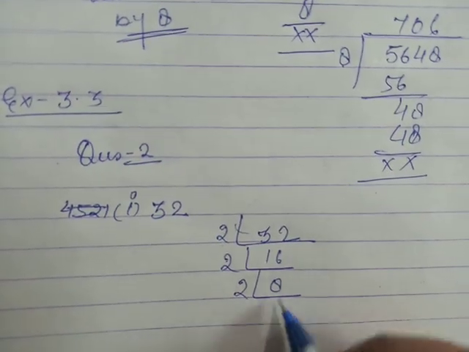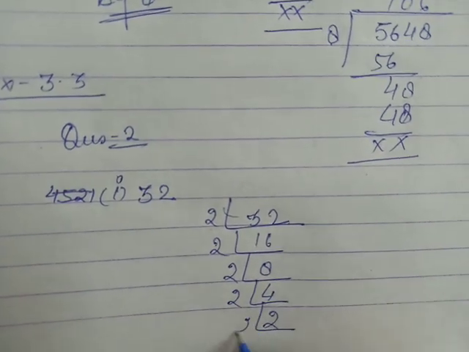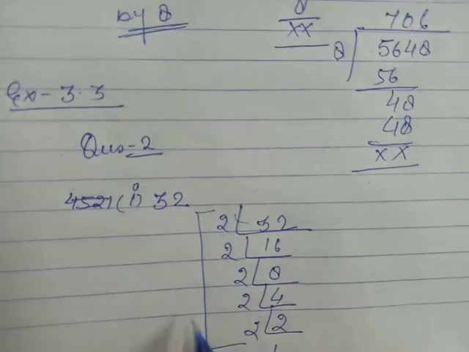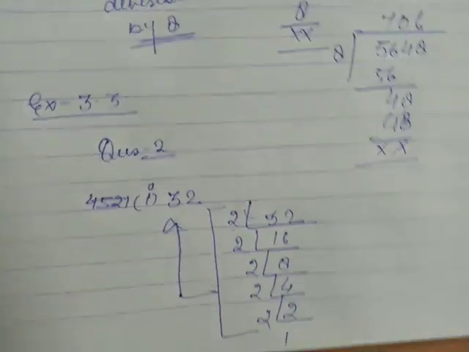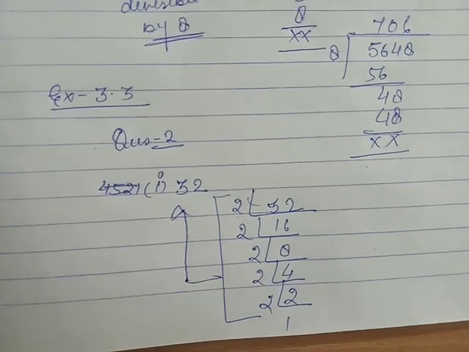Then after 2 is divided 8, 4 times. 2, 2. Then after 2, 1. So this is the prime factor of 32. You will do this question in this form. Okay, so this is your assignment work.